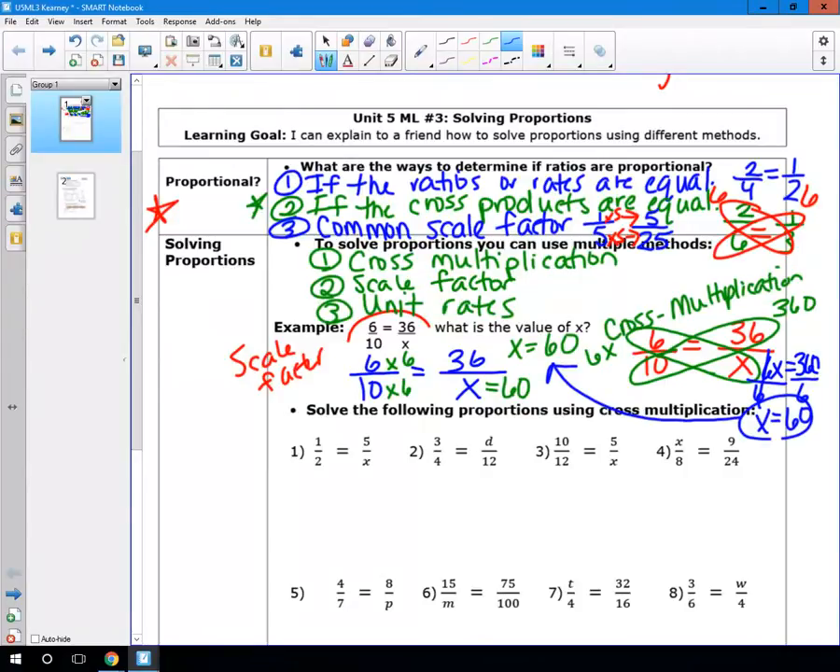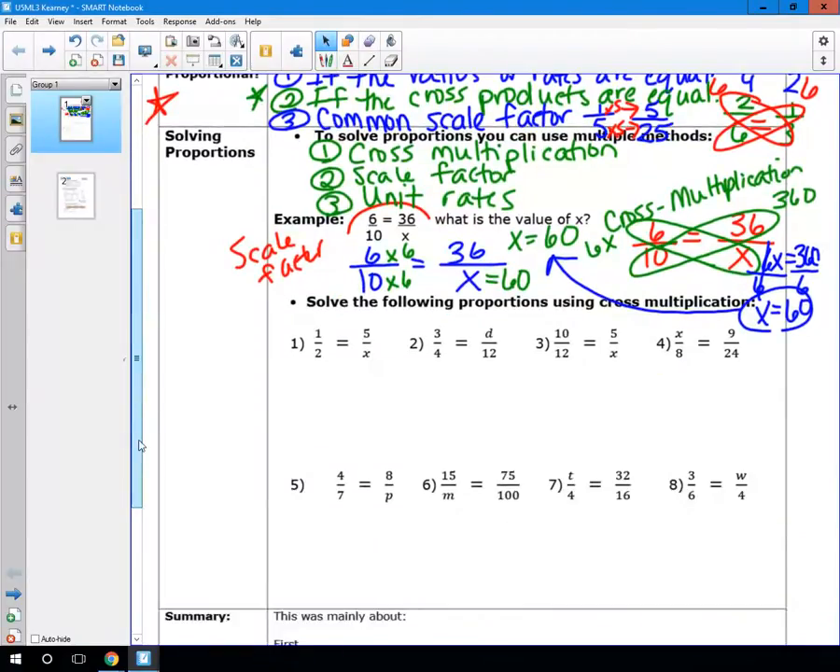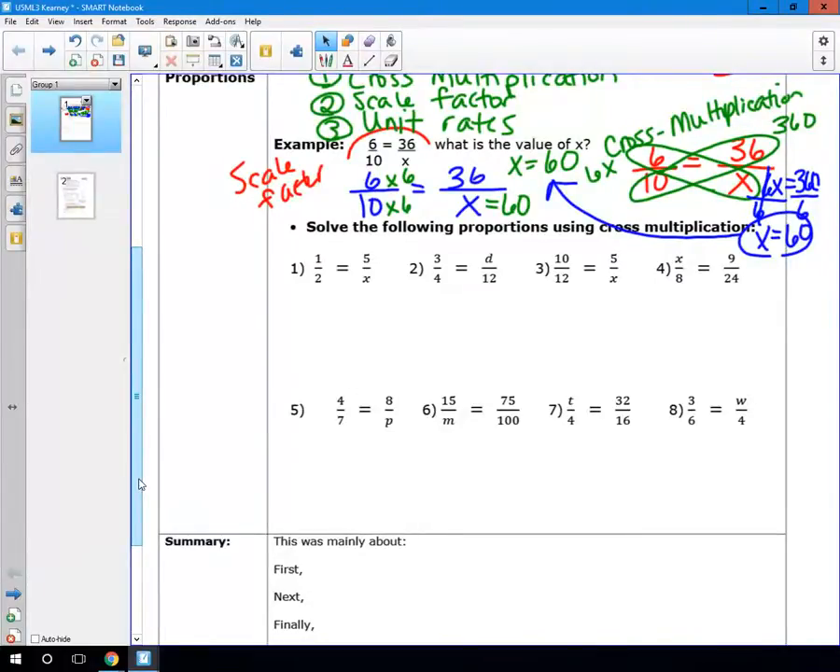Okay? So now I'm going to do another problem with you using cross multiplication. Okay, so for example, number 1, we know in order to solve for x, we know their cross products must be equal. So 1 times x is just 1x, or x, and 2 times 5 is 10. So we said earlier that in order for 2 ratios to be proportional, their cross products must be equal. So that means that x must equal 10.